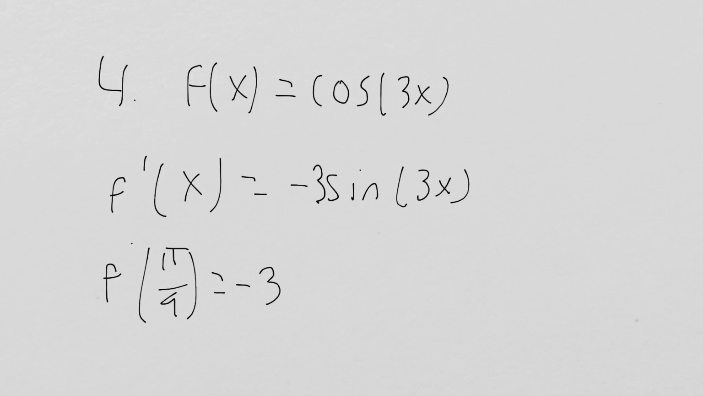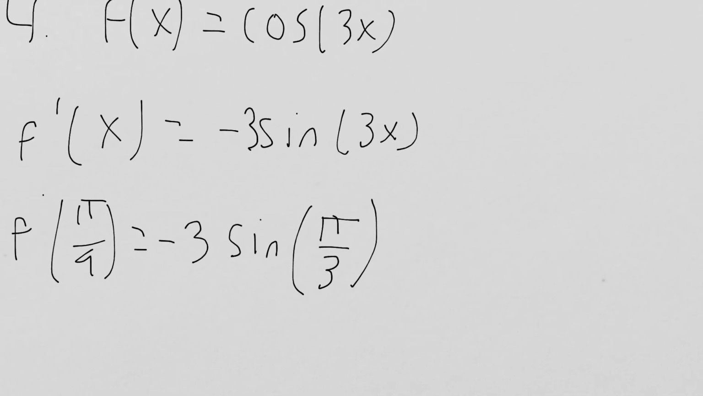Now we're going to plug in pi over 9 to that, negative 3 sine. 3 times pi over 9 is 3 pi over 9, which ends up being pi over 3. That's how it simplifies. So we're doing negative 3 sine pi over 3. Sine of pi over 3 is root 3 over 2, so we get negative 3 root 3 over 2, and that is answer E.